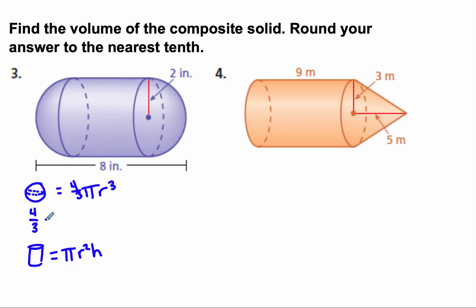So for my sphere, I'm going to do 4/3 times 3.14 times my radius cubed, 2 times 2 times 2. Hold on, let me try it again. 4/3 times 3.14 times 2 times 2 times 2. And I get 33.493 with my 3 repeating. All right, that's the first part that I need. I'm just going to underline it so it stands out. Now I'm going to do my cylinder.